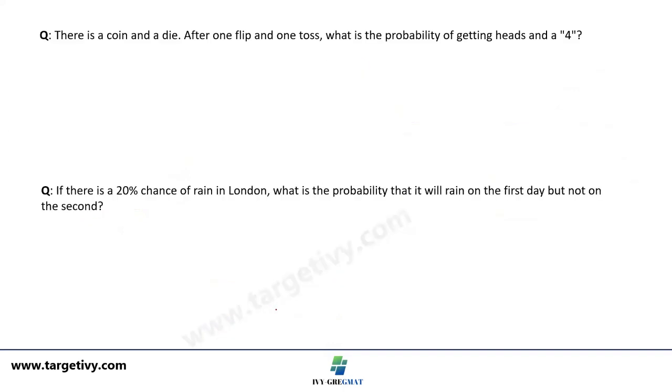So there is a coin and there is a dice. If we flip a coin and toss a dice, one doesn't have a bearing on the other. They are two independent events. So after one flip and one toss, what is the probability of getting a head and a 4? Two independent events, two probabilities will be generated. So let's see.